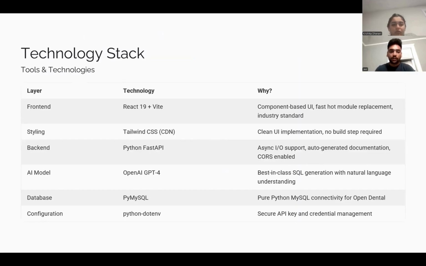Technology stack: the tools and technologies we are using for this application. For the front end layer, we are using React. For styling the user interface, we are using Tailwind CSS. For the backend, we are using Python FastAPI. For the AI model, we are using OpenAI GPT-4. For the database, we are using MySQL. And we are using Python environments for starting this project.